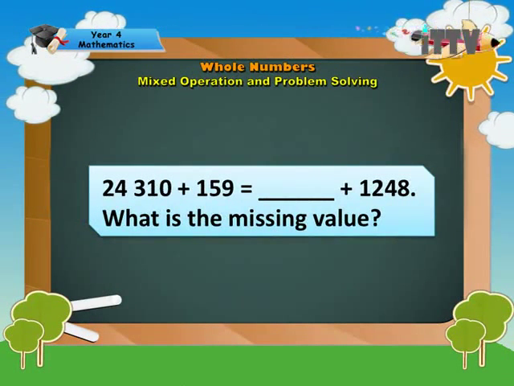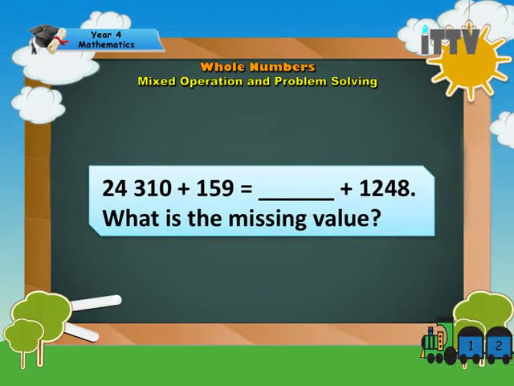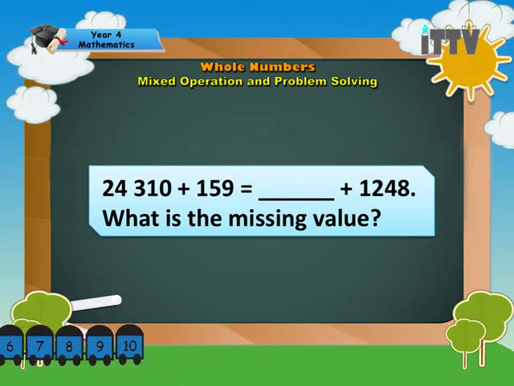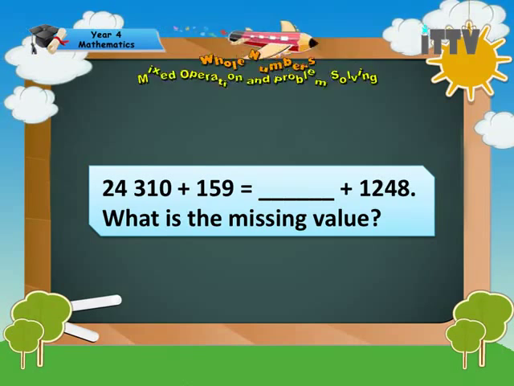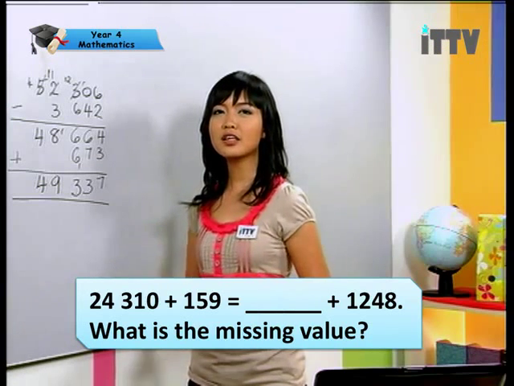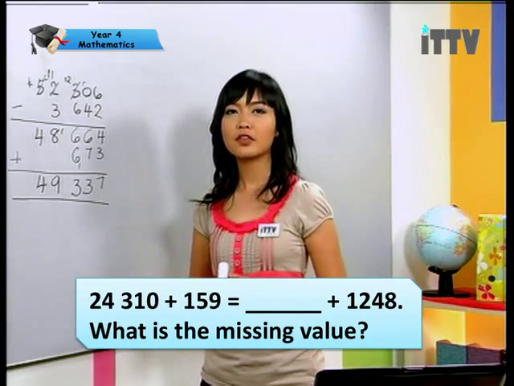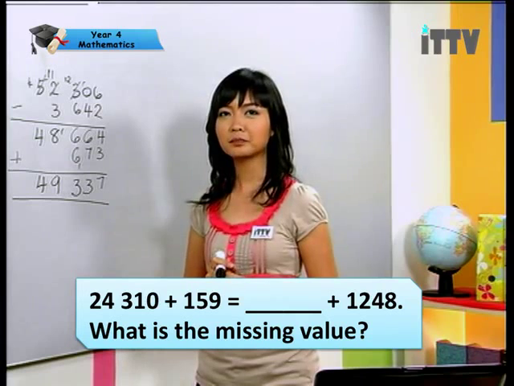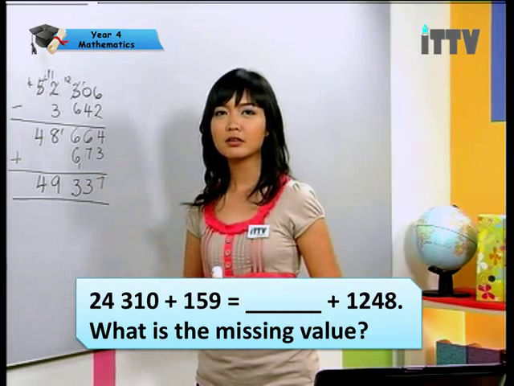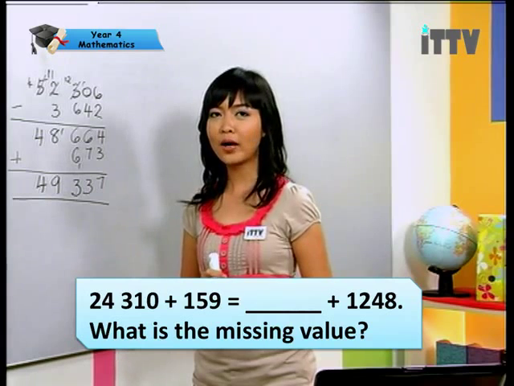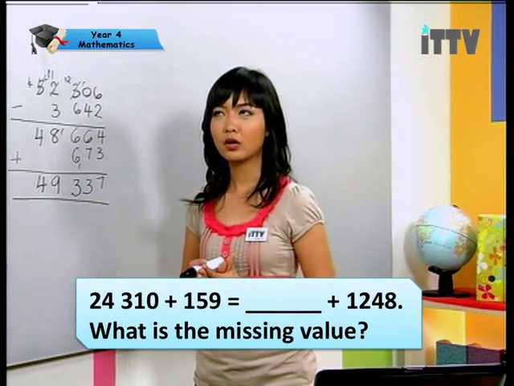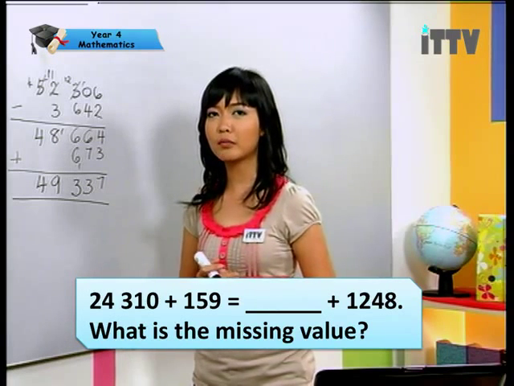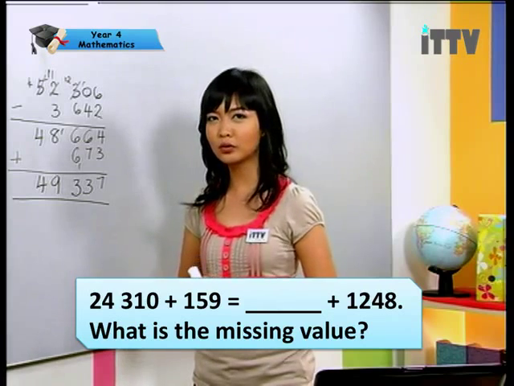Now let's take a look at the second question. 24,310 plus 159 equals blank plus 1,248. What is the missing value? Okay, pretty tricky this one. Now you see there are two sides of the equation. On the left, we have two numbers and one operation, which is addition. On the right, we also have two numbers and one operation, which is addition. Since on the left hand side I already have two numbers, I will find out what the total is first.